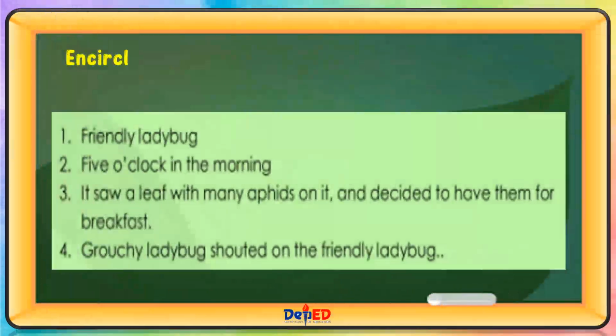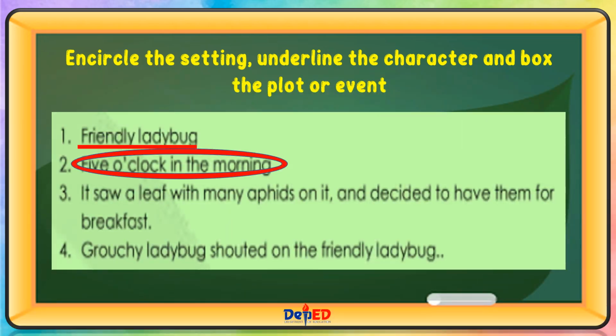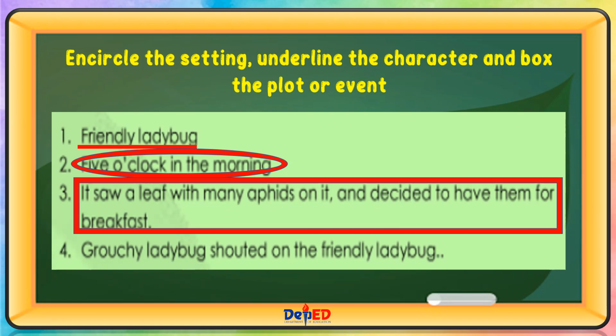Encircle the setting, underline the character, and box the plot or event. Friendly ladybug is underlined. 5 o'clock in the morning is encircled. It saw a leaf with many aphids on it and decided to have them for breakfast. Let's box it. Grouchy ladybug shouted at the friendly ladybug. Let's box it.